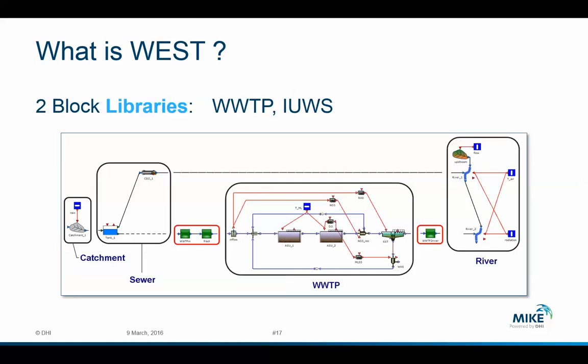Now, when we look outside the fence of a treatment plant, then we talk about integrated urban water systems. In WEST, we can not only model the processes that occur within the fence of a wastewater treatment plant, for which the base traditional block library is sufficient. But we can also look at compartments upstream of the plant, at the catchment and the sewer network, as well as the water quality in the receiving water body downstream of the plant.